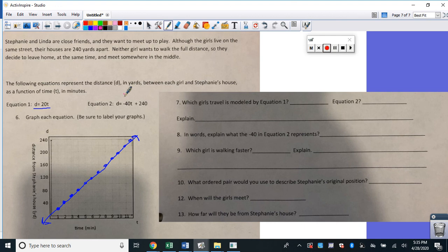All right, the second equation, d equals negative 40t plus 240. The y-intercept is at positive 240, so if I go to the y-axis, I want to go up to 240 and start here. Our slope is negative 40, so rise over run, we have negative 40 over 1. That means that in 1 minute, this person is traveling 40 yards in the opposite direction because we have a negative slope. So I want to move down 40 yards and over 1, and I'm just going to keep following that. Sorry, it's really hard to draw straight lines on here.